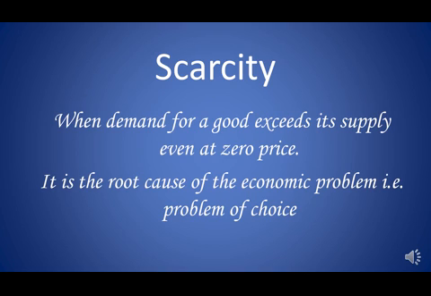Now we move on to the discussion of scarcity. Scarcity is when demand for a good exceeds its supply even at zero price. So we can say that scarcity is a relative concept. It is always considered in relation to its demand. If demand exceeds supply, then the commodity is considered as scarce, and scarcity is the root cause of economic problem, that is the problem of choice.